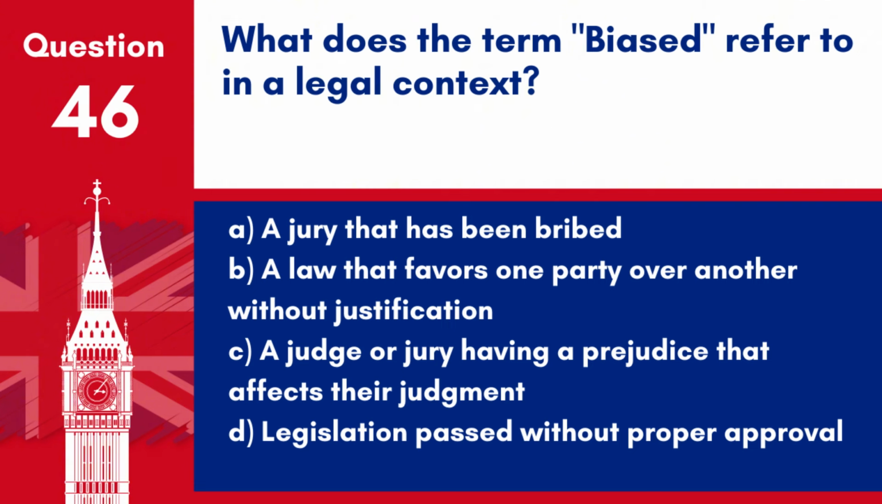A. A jury that has been bribed. B. A law that favours one party over another without justification. C. A judge or jury having a prejudice that affects their judgment. D. Legislation passed without proper approval. Answer: C. A judge or jury having a prejudice that affects their judgment. Bias in a legal context means having preconceived opinions that influence one's ability to judge fairly.